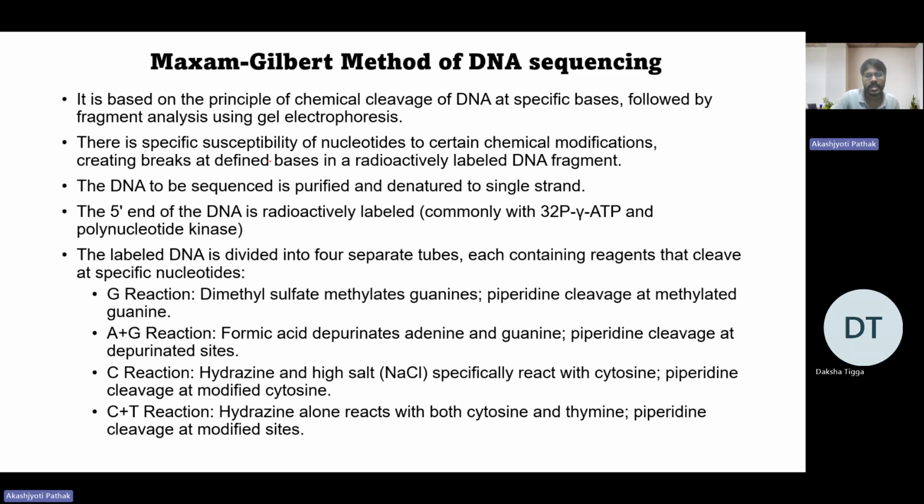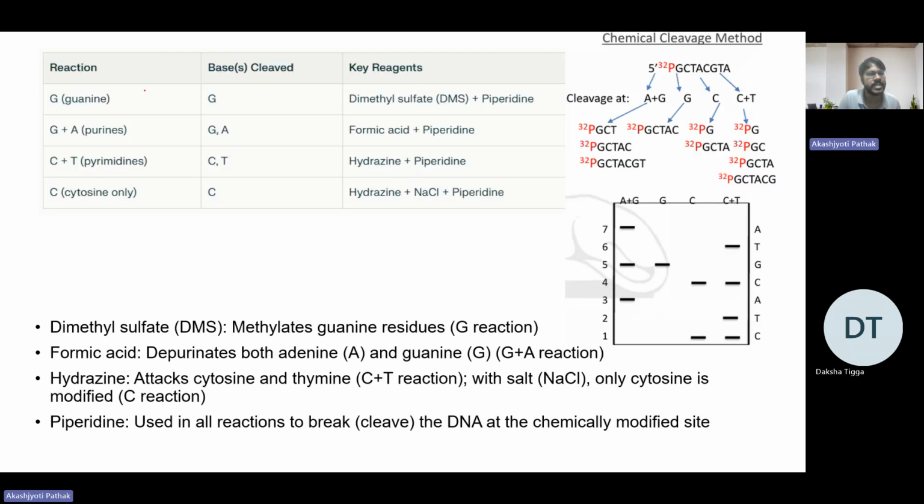Basically four different reactions are set up: G plus A, C plus T, and C. In the G reaction, the DNA is treated with dimethyl sulfate and piperidine. Dimethyl sulfate methylates the guanine residue, and piperidine then cleaves the remaining part of the DNA. If you treat the DNA with formic acid plus piperidine, it will cleave at both G and A. And if you treat it with hydrazine, it will cleave at both C and T.